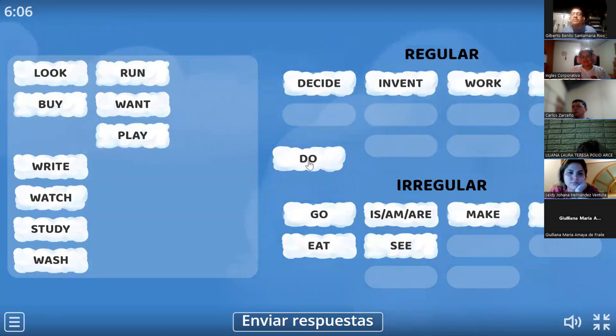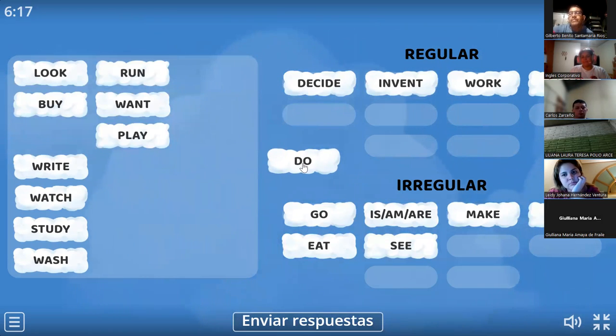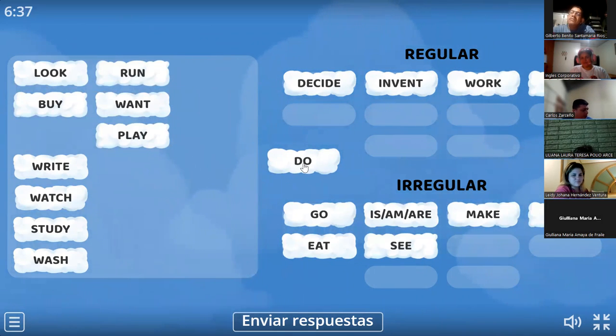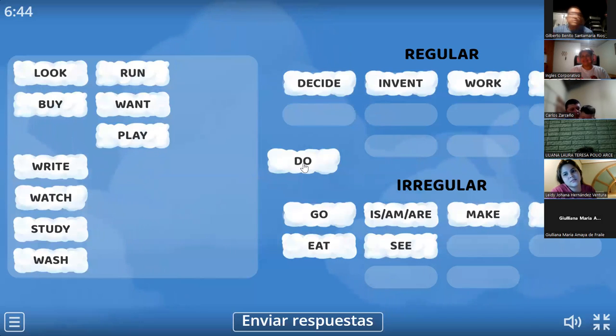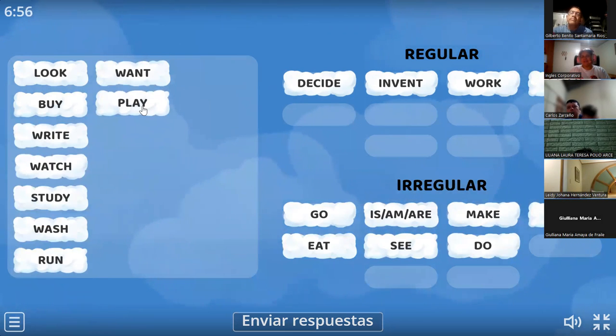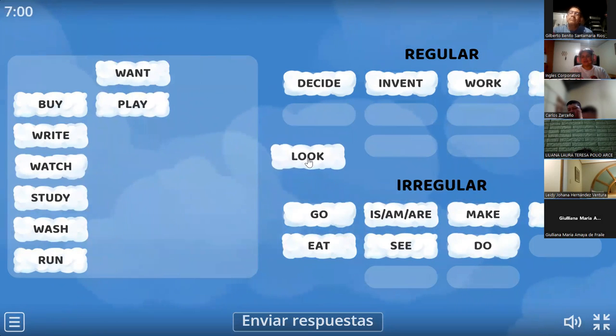Salvador, what is the past tense of do? Remember, ¿cuál es el pasado? Does es presente. Was. No, ese es del verbo to be. Del do. I don't remember. It's okay. Did. Okay, remember that. Did. Yes, that is irregular.